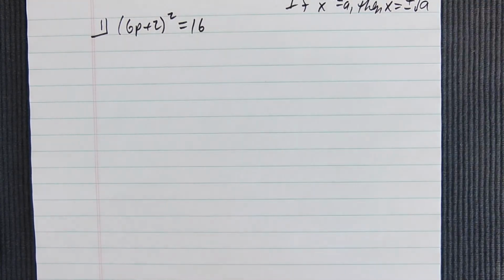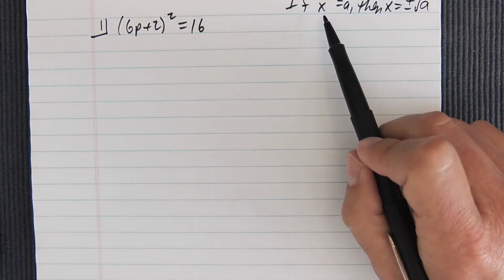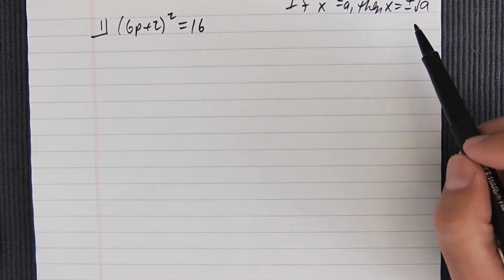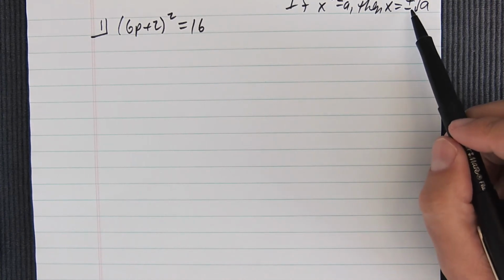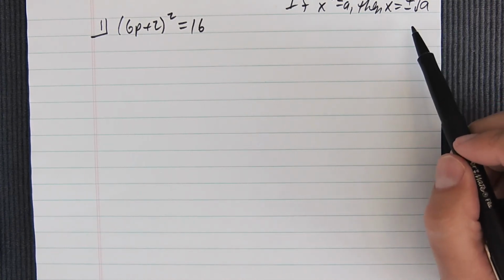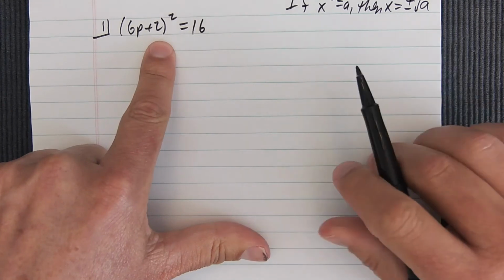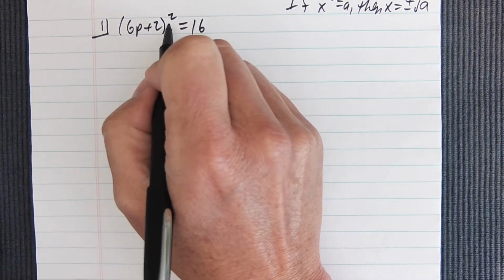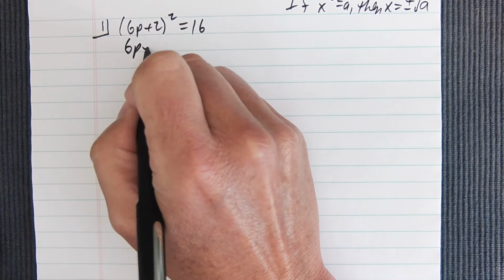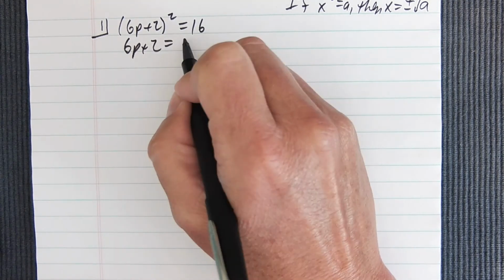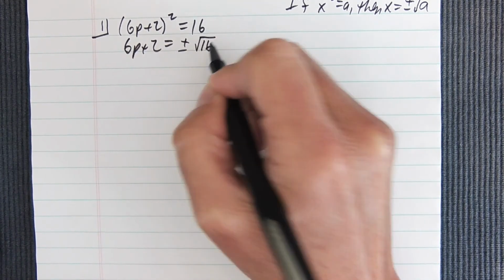What's 2? 14. So when you take the square root of both sides, what ends up happening is we get 2 answers. We get the positive root of a and we get the negative root of a, and that's going to apply here. So when I take the square root of both sides to get rid of that squared, I get 6p plus 2 equals plus or minus the square root of 16.